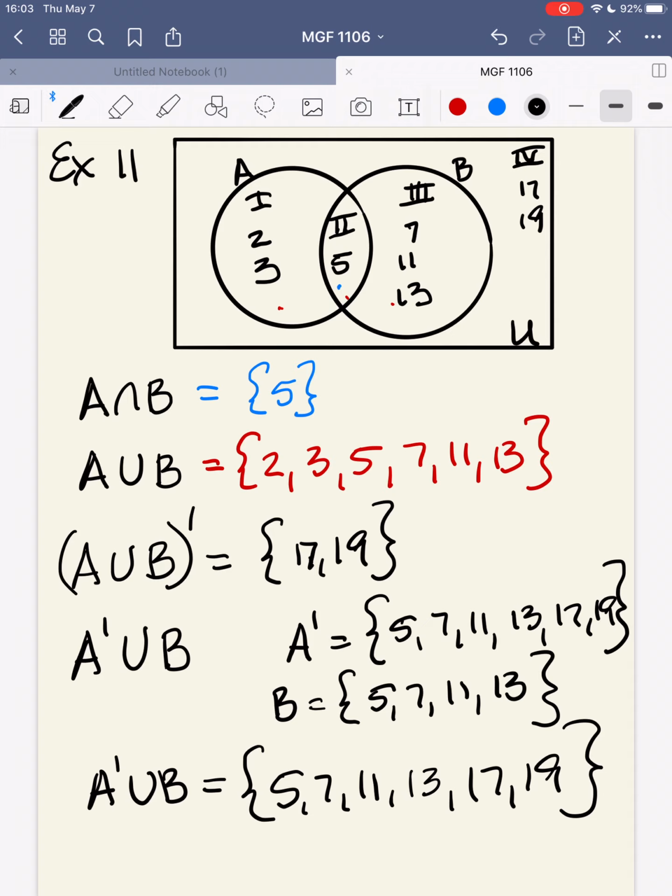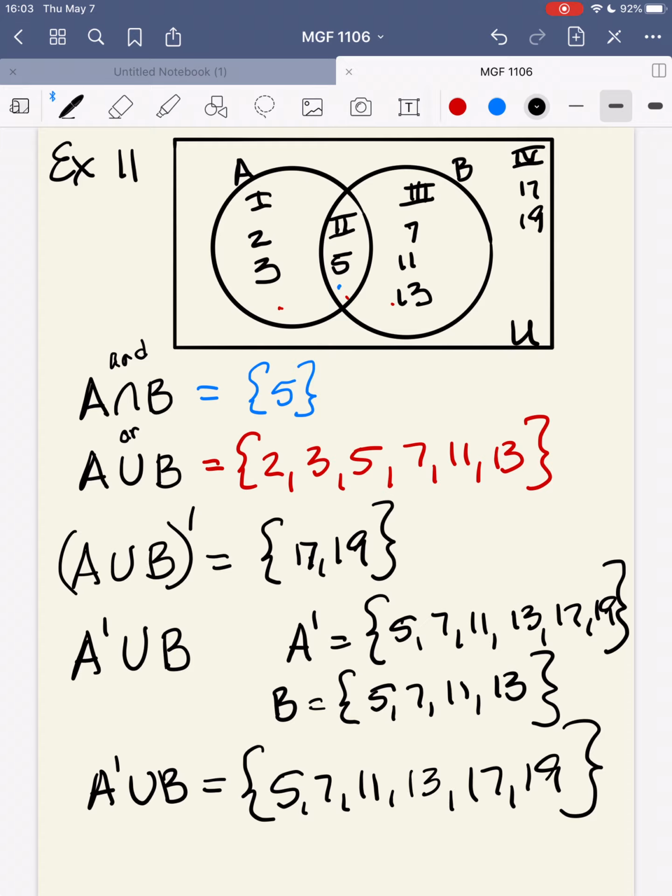Okay, so those are the items that you're going to deal with. Just be able to look at it and determine what the items are. Okay, so is it and, is it or? Okay, and complement, what is the complement you're looking for? Is it the whole thing? Is it just a piece of it?